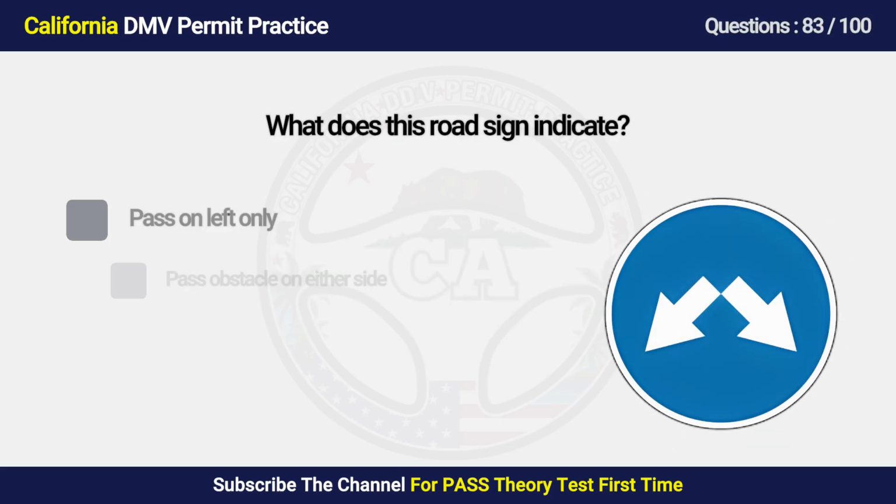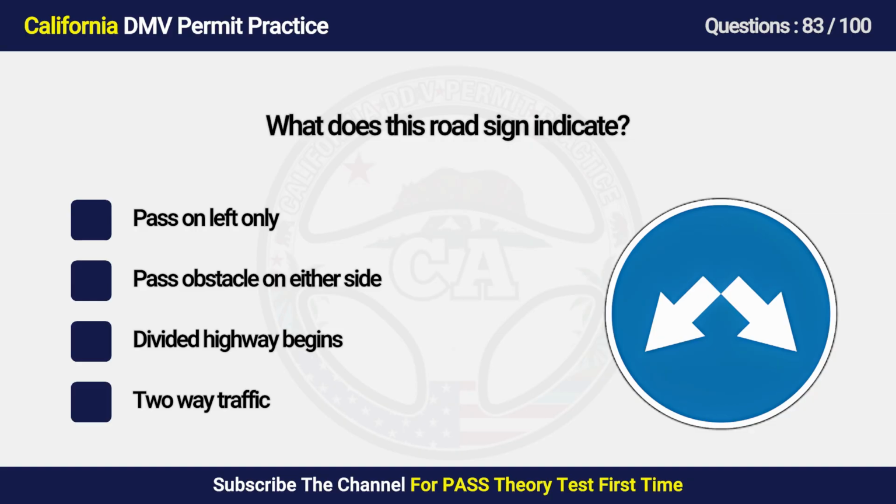Question 83. What does this road sign indicate? A. Pass on left only, B. Pass obstacle on either side, C. Divided highway begins, D. Two-way traffic.